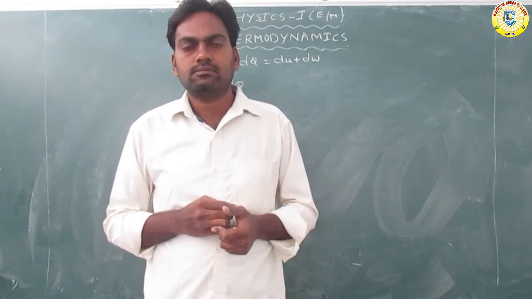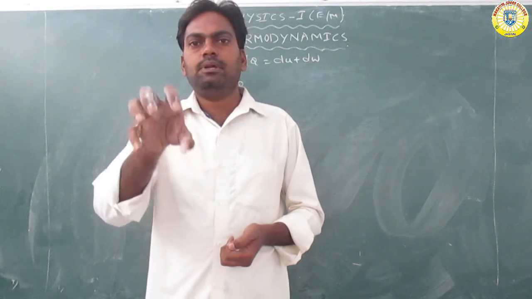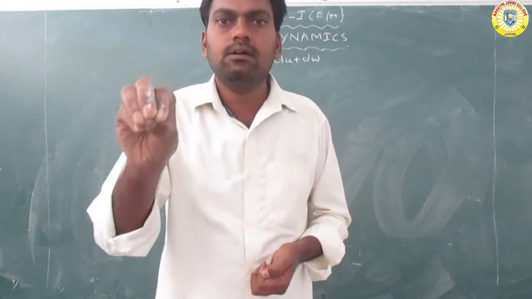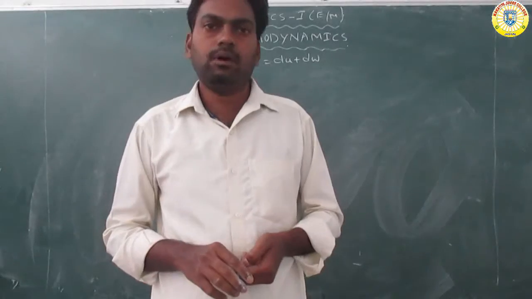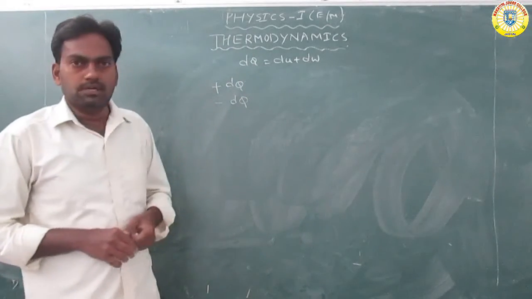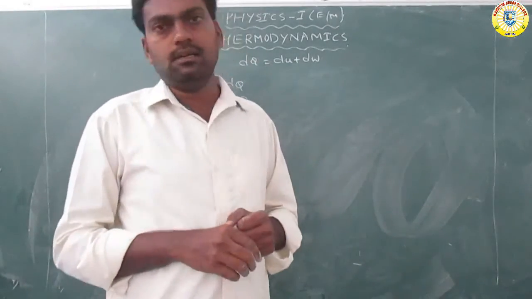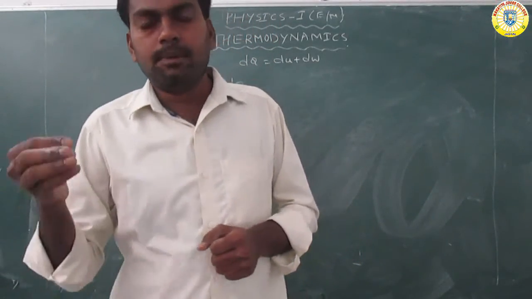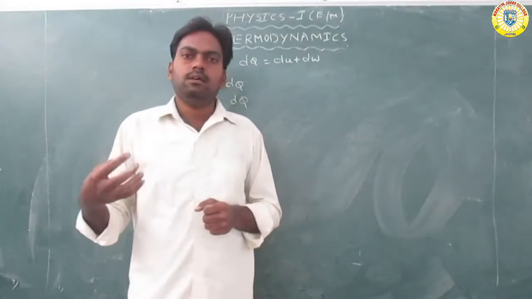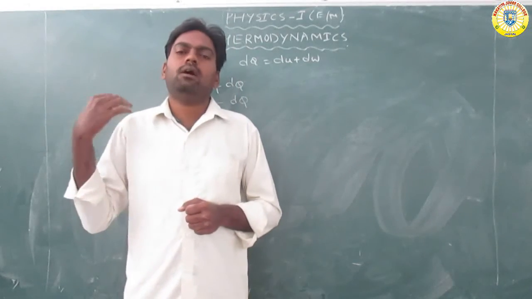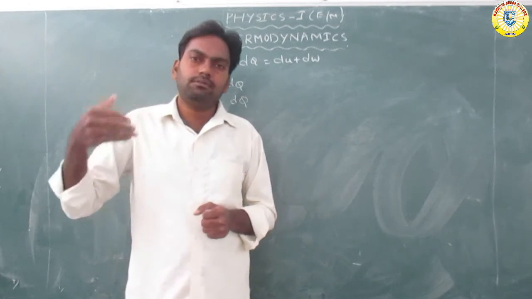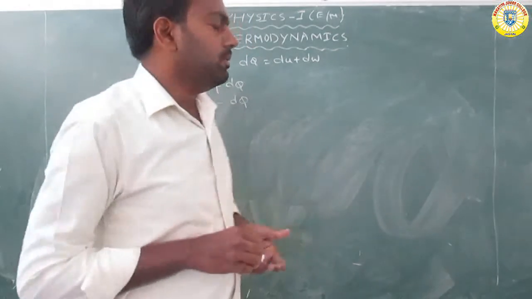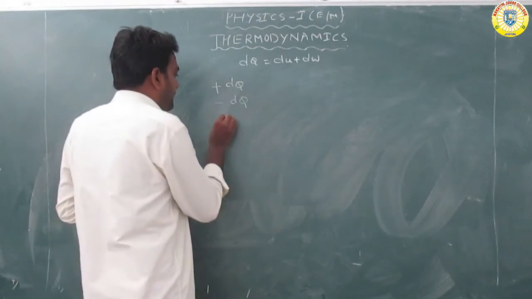That means we are taking heat out of the system, and some amount of heat is given to the system. So plus dq means some amount of heat is required by the system, and minus dq means some amount of heat is rejected, or taken from the system. Got it? Okay, so now another one, plus dw.